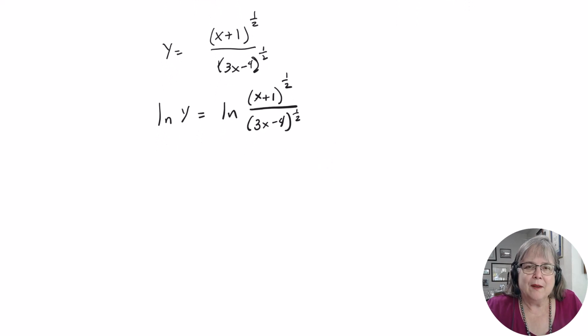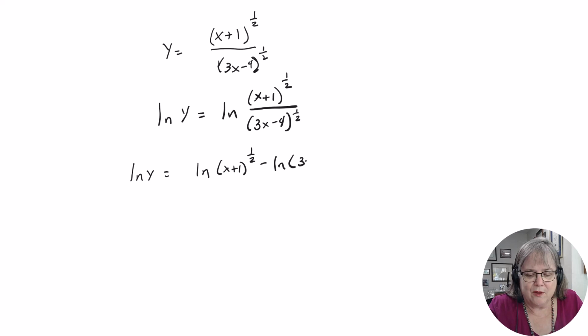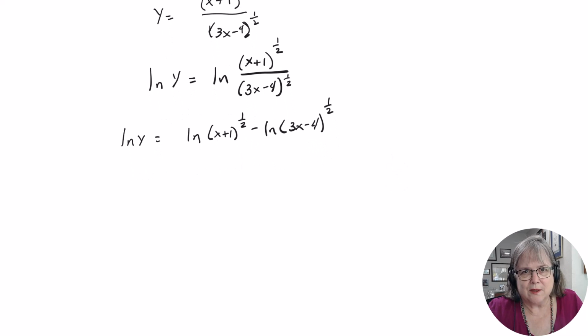Now we're going to use some of the properties of logarithms to split this up into the sum and difference of logarithms. So the natural log of y is just by itself. But remember, if you have the log of a quotient, then in this case it's the natural log of the top minus the natural log of the bottom. And if you need a review over how this works, don't forget to look at the link in the description to this support video where I'm going to remind you about how this works.